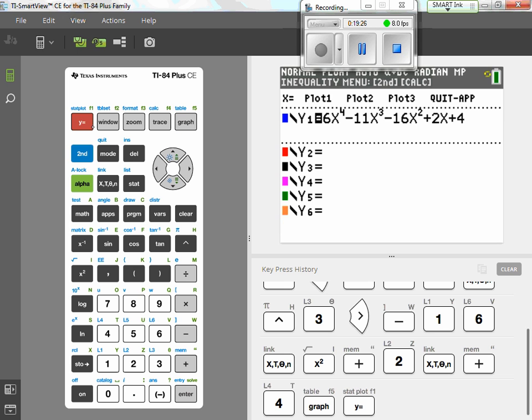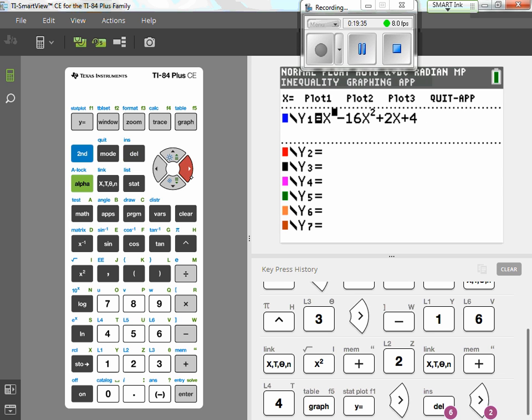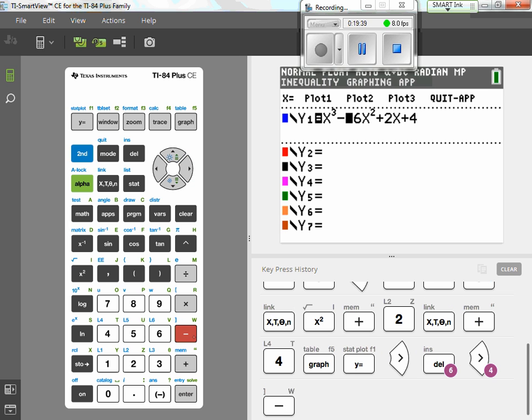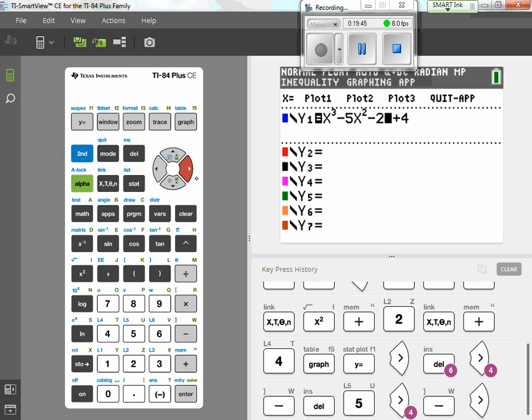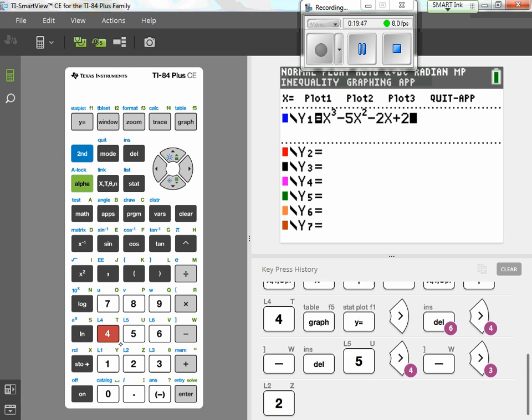So I would go y equals x to the third minus 5x squared minus 2x plus 24.